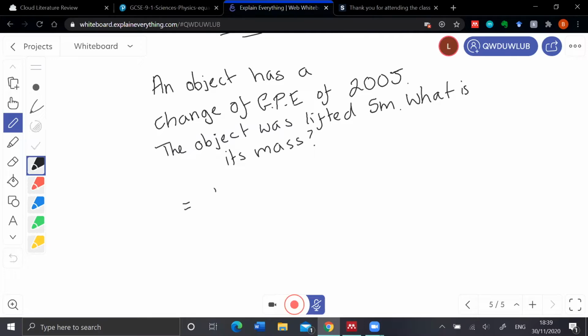Okay, always write the equation out, as we know you get a mark for that. A point or a mark. Yeah, a mark. Okay, mg delta H.